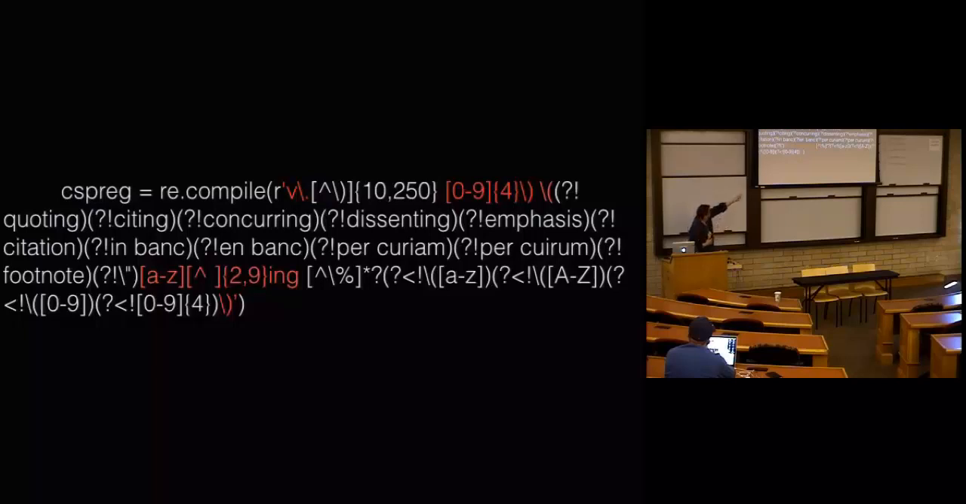In both cases, it ends with a four-digit number, the year, followed by a parenthesis. Then there's just a space, and all of these little ones with the question mark and the exclamation point are basically called negative look-ahead assertions. I'm saying, I don't want it if the word is citing. I don't want it if the word is quoting.